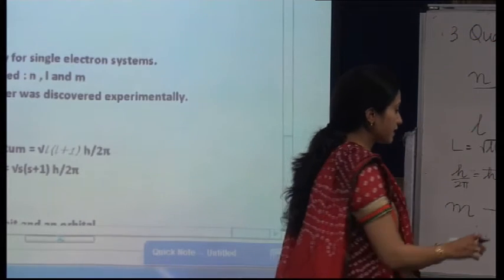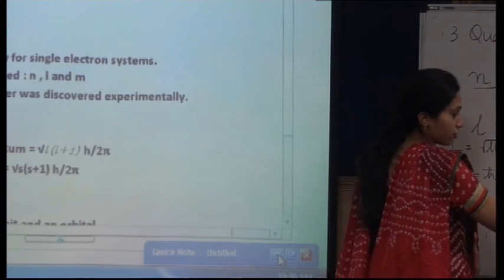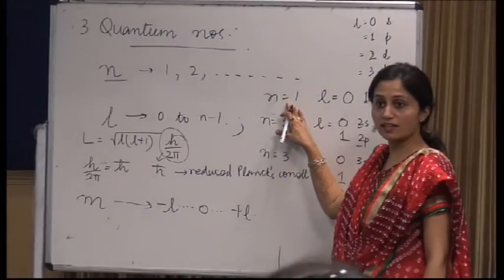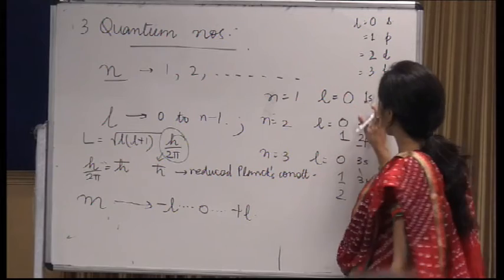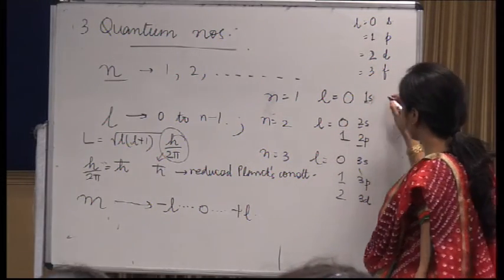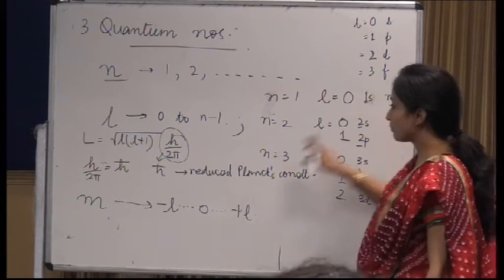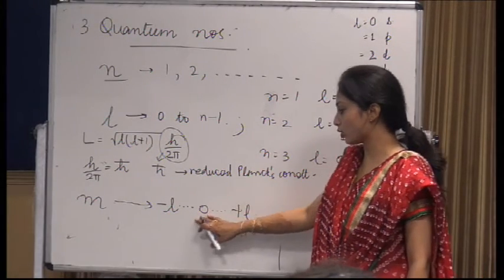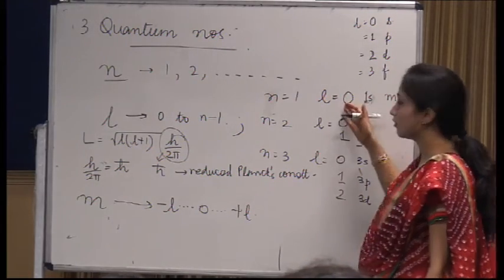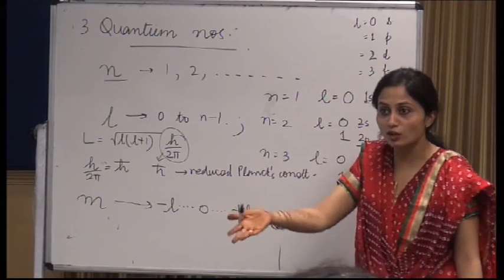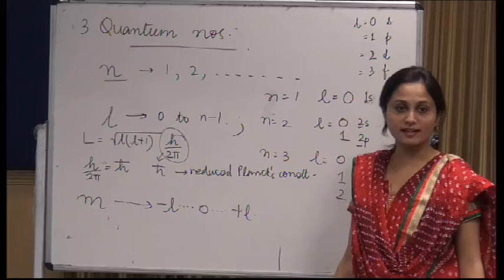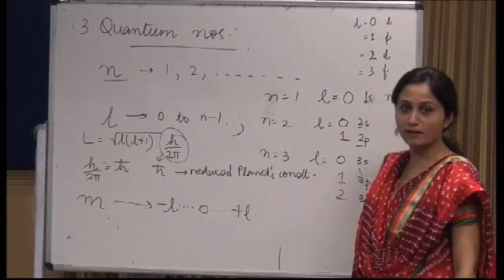So what we have is, it goes from minus L to 0 to plus L. If we talk about here itself, when n was equal to 1 and L was equal to 0, we had the 1s level. So here m goes from minus L to 0 to plus L, so m will also be equal to 0. L is 0, so minus 0 is also 0, plus 0 is also 0. A weird concept of talking about minus and plus, sorry to all the mathematicians.